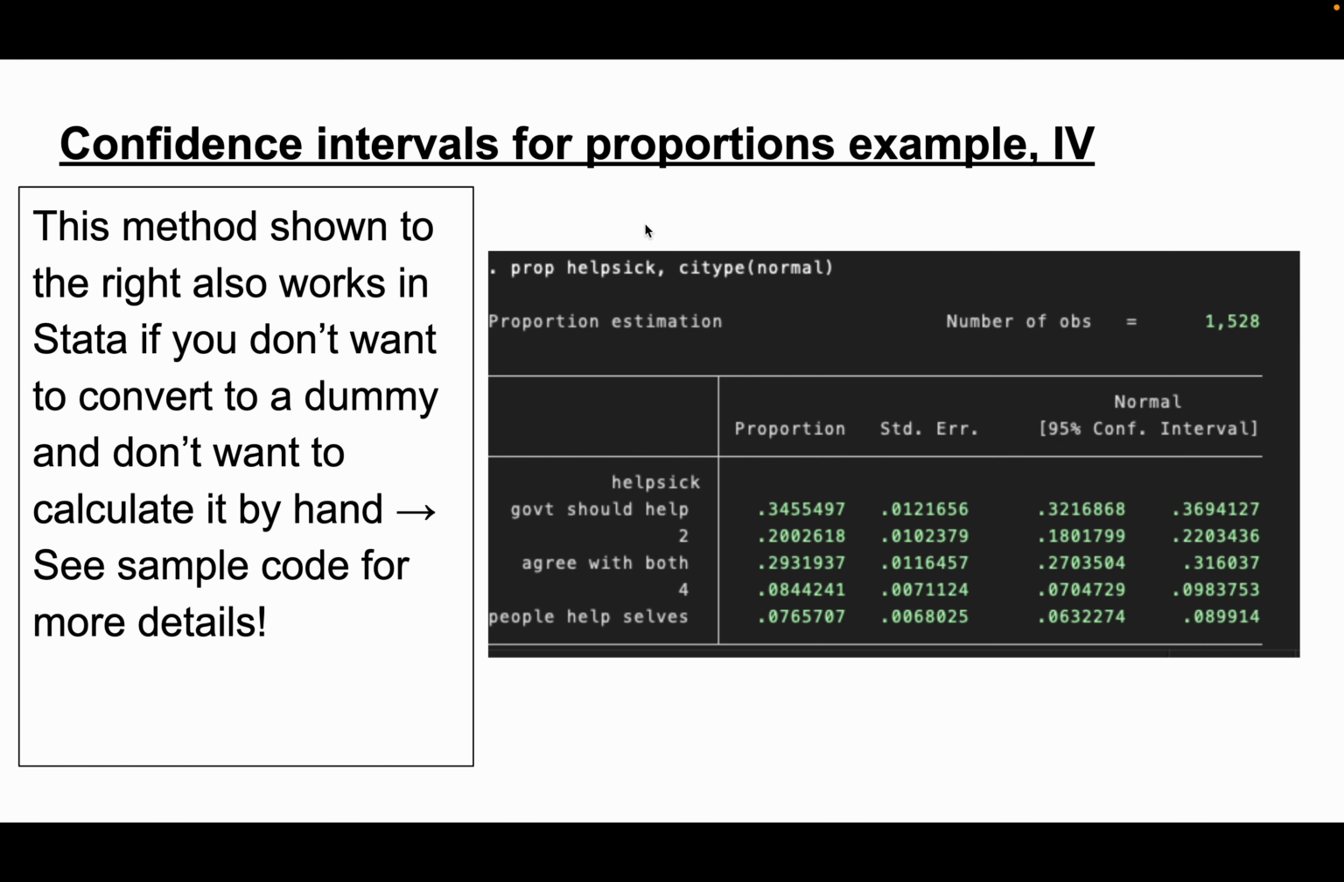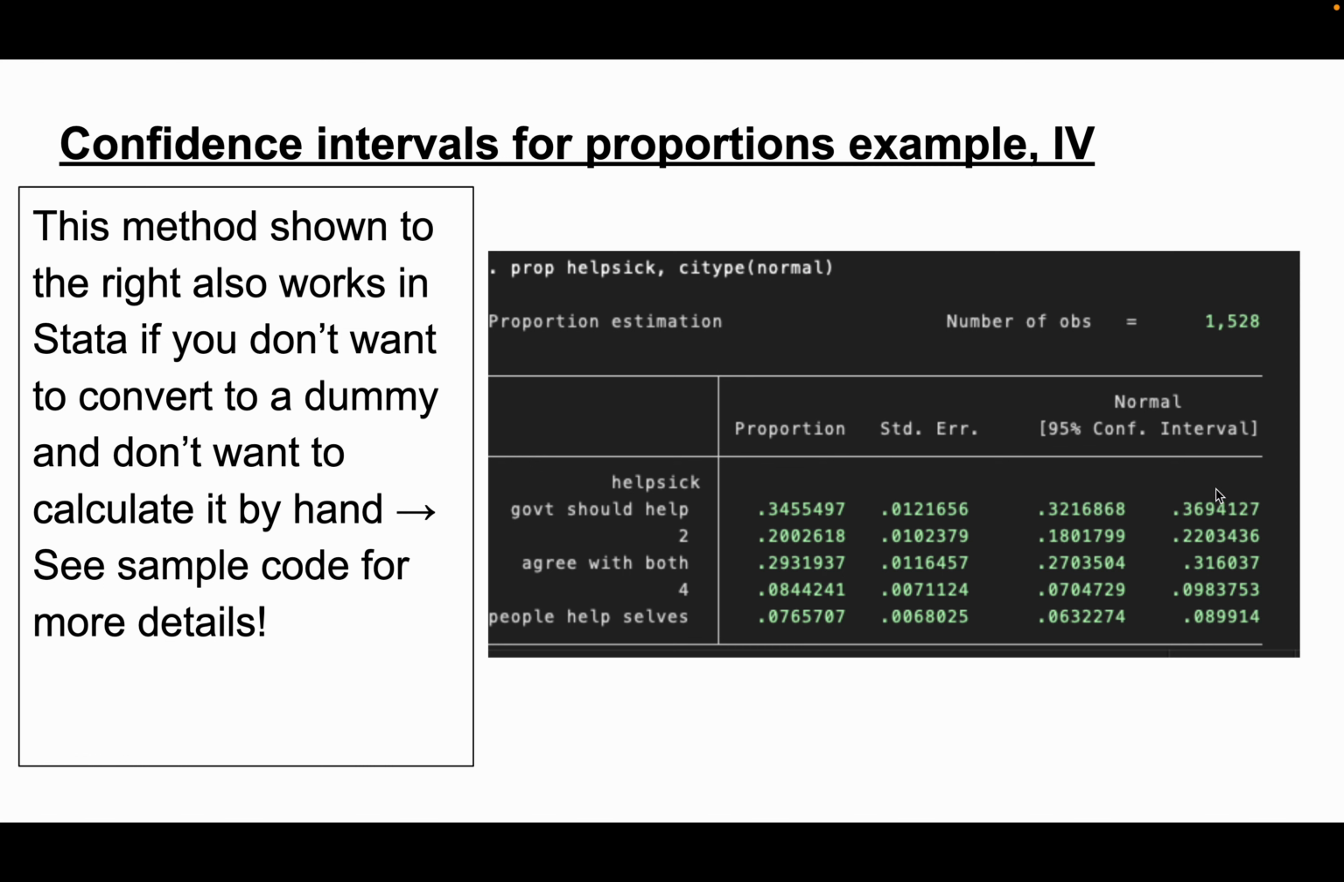And what this does is, if you were just interested in one of these values here, for instance, the strong position that the government should help or the state should help, not lumping 2 or 3 together, then you would just use this command here, prop, and then help sick, and then comma citype normal. This is an abbreviation of proportion, by the way. And note that it gives you all of these things here, so it'll do it for every category. You're allowed to do that, although there's some tricky business here.